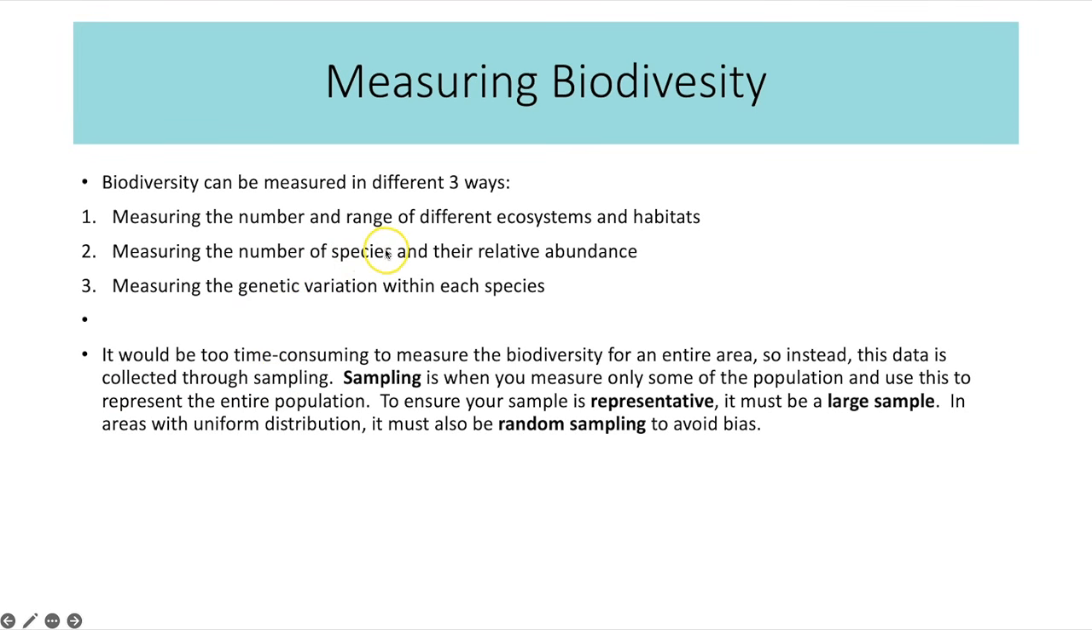And if we're going to be looking at the number or type of species in an area, we'd use sampling. It would be too time consuming to literally measure the biodiversity of an entire area, meaning counting every single individual of every species. So instead we'd do sampling, which is when you measure only some of the population, and we use this to represent the entire population. But for this to be an accurate representation, we have to make sure our sample is representative. So therefore it has to be a large sample. And if it's an area with a uniform distribution, we must randomly sample as well to avoid bias.